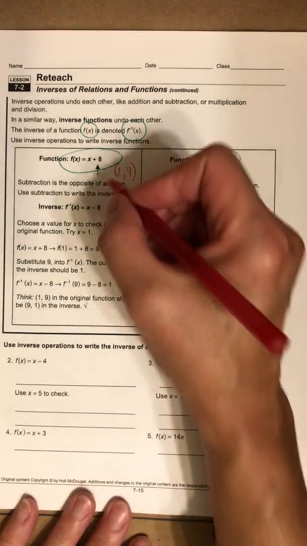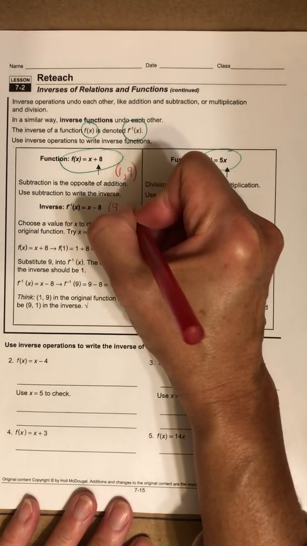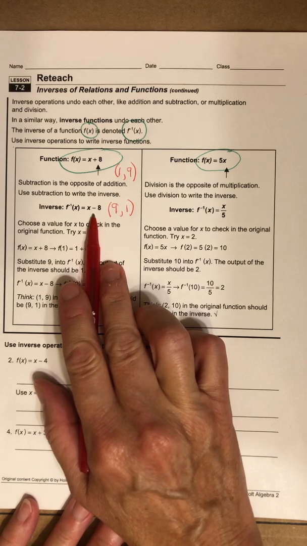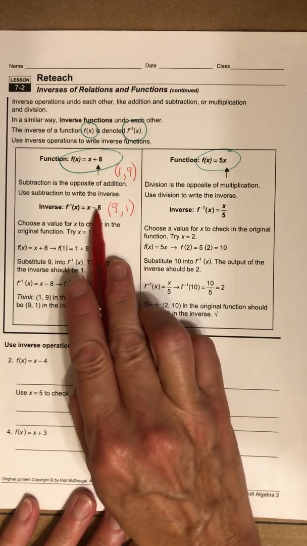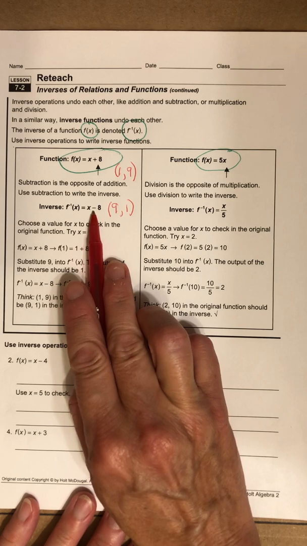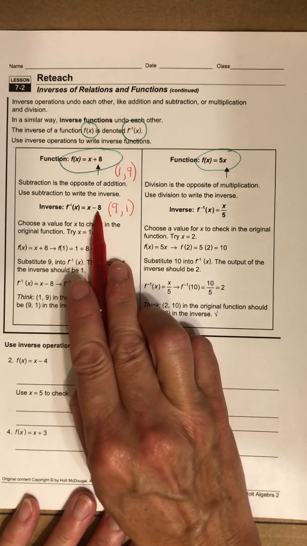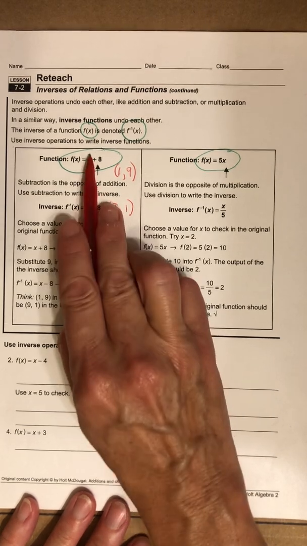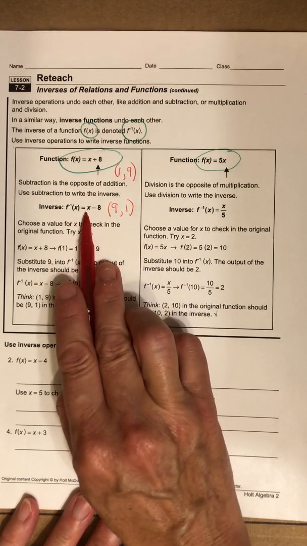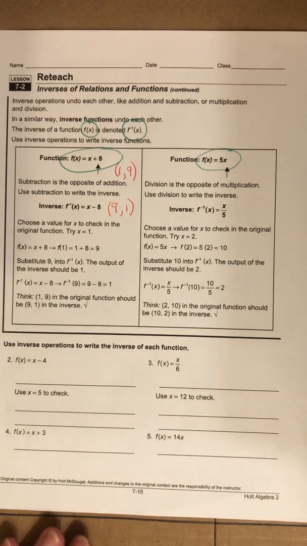Notice then that if this really is the inverse function we wrote, it should switch the x and y point. When I put a 9 into this inverse function, 9 minus 8 is 1. I really do get the inverse points from the inverse function. So let's go below and write some of our own.